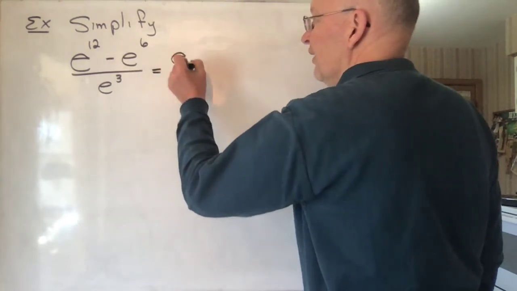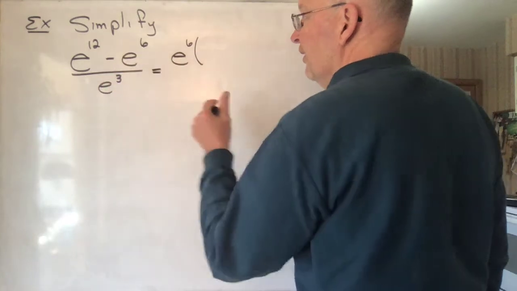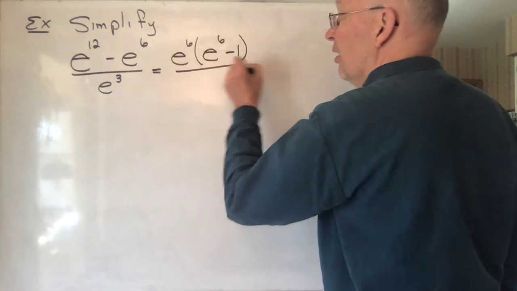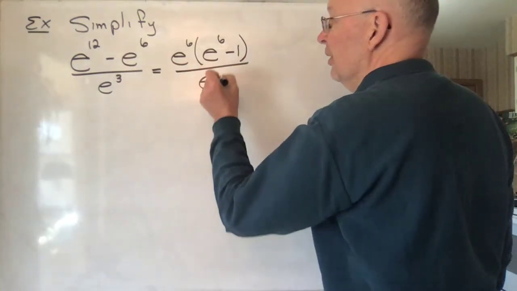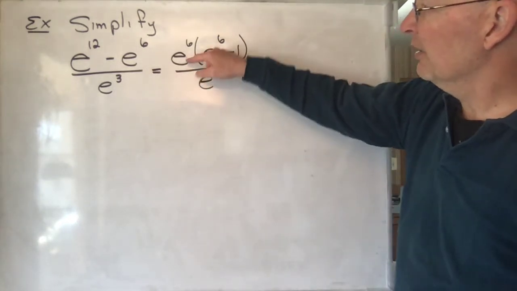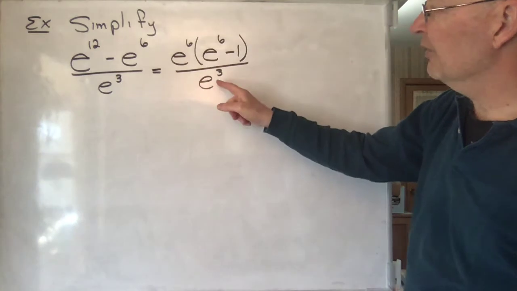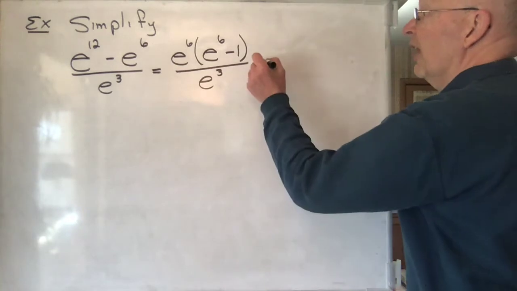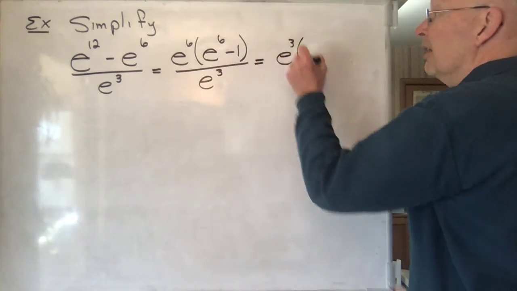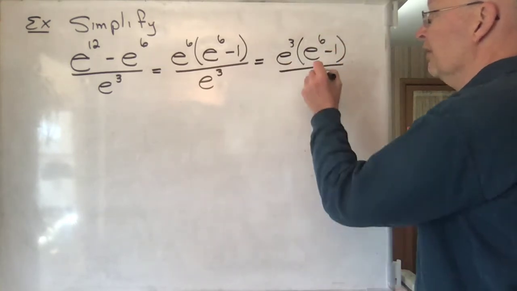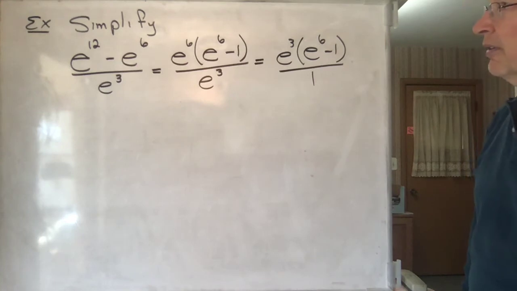You can factor an e to the 6th out of both of these, and you're going to be left with an e to the 6th minus 1, all divided by e cubed. And now that things are being multiplied, here you have 6 e's all multiplied by each other. Here you have 3 e's all multiplied by each other. You can cancel 3 of those, and you're left with e cubed times the quantity e to the 6th minus 1 over 1. I guess you don't even need that. Okay, so that's as far as you can simplify that one.